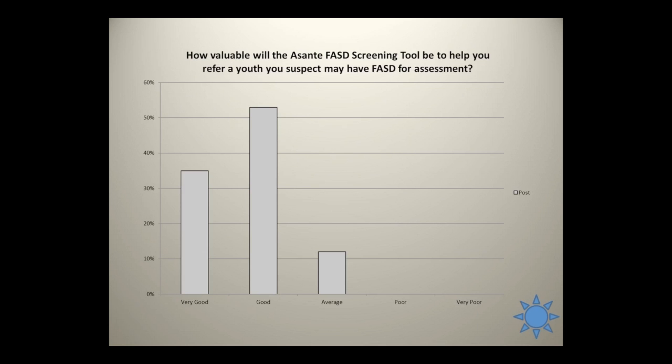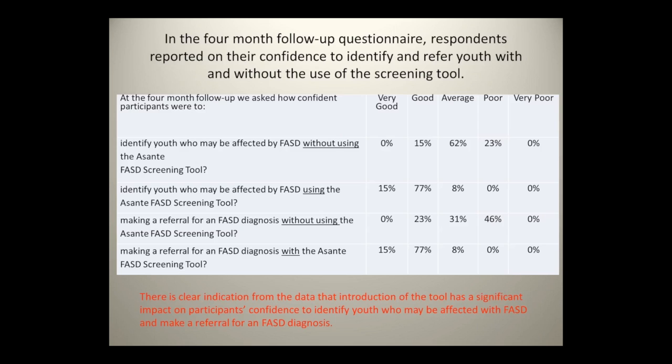And here's what people were looking at 4 months after the training. We see in this slide that there's increased confidence when they use the tool in identifying youth who may be affected by FASD. We also see a significant increase in using the tool for making referrals of youth who may have an FASD, and that is what we want. We want to shift that focus. The tool appears to significantly assist youth probation officers in terms of their comfort level, confidence, and knowledge to make good referrals.